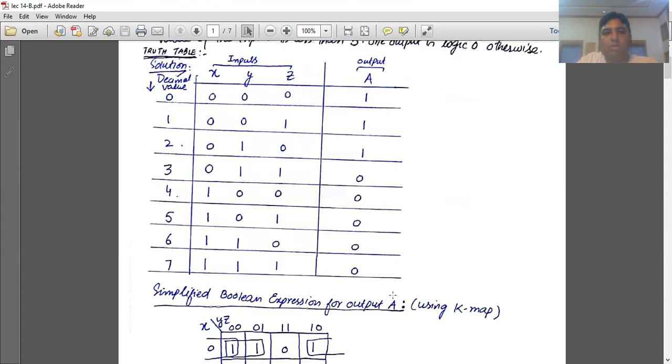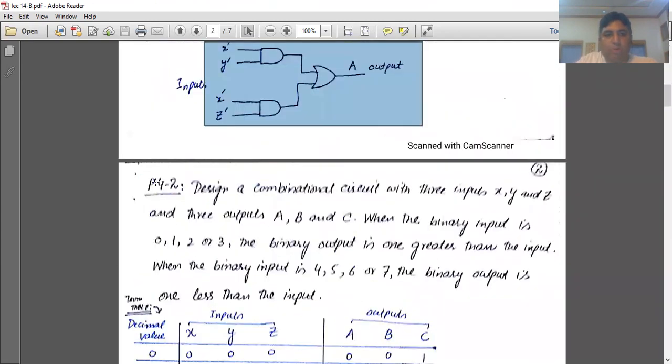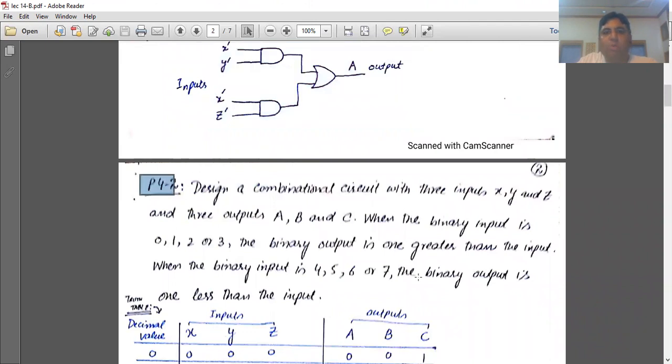Okay. So this was question 4.1. Now next question, problem 4.2. Design a combinational circuit with three inputs X, Y, Z and three outputs A, B, C. When the binary input is 0, 1, 2, and 3, the binary output is 1 greater than the input. When the binary input is 4, 5, 6, 7, the binary output is 1 less than the input.